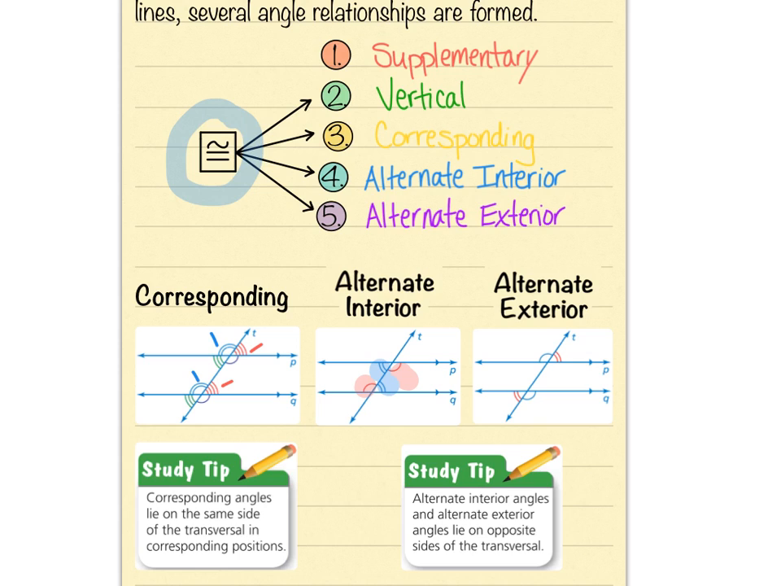And then alternate exterior means the exact opposite. They're on different sides of the transversal, but they're outside the parallel lines. So they're equal, or they're congruent. And then the two blue angles here that I'm highlighting are also congruent.